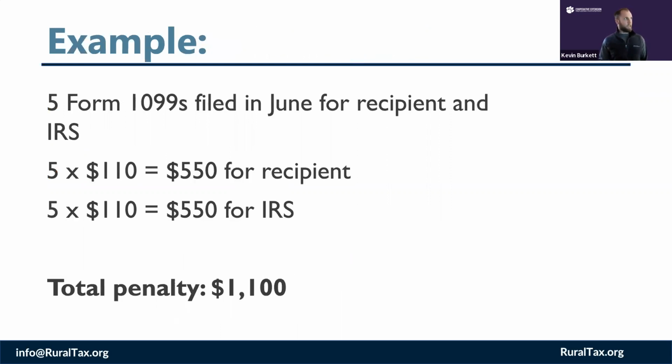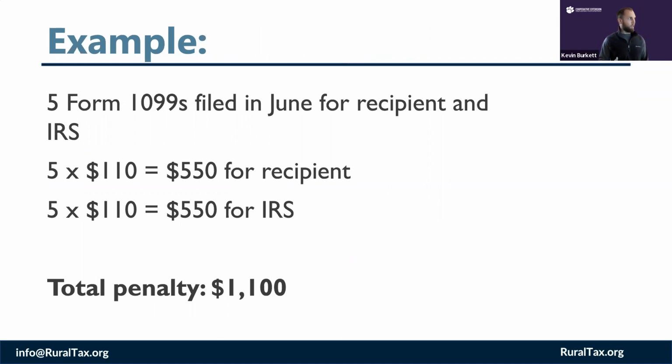But as a quick example, let's say you had 5 forms that needed to be filed, and for some reason we got delayed. Maybe we were waiting on Social Security numbers, whatever the case may be, but we didn't get to file those forms until June.